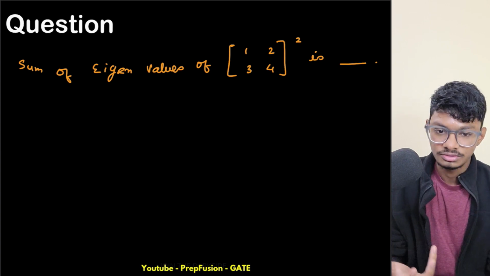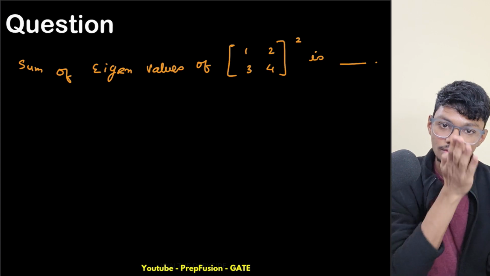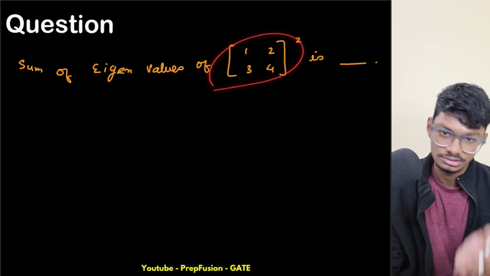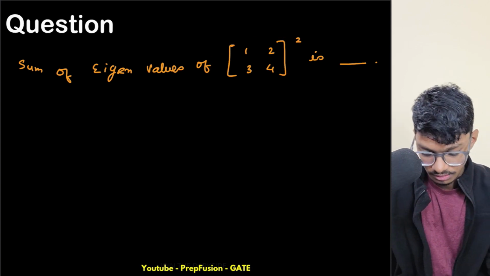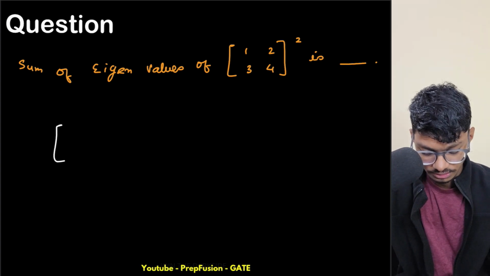So the first method is simple. Just do the matrix multiplication, and what is the sum of eigenvalues? It is the trace of my matrix. So simply square this, then find the trace, and that will be your answer. Most of you will do it like that also, and that is totally fine. So first we have to square this.